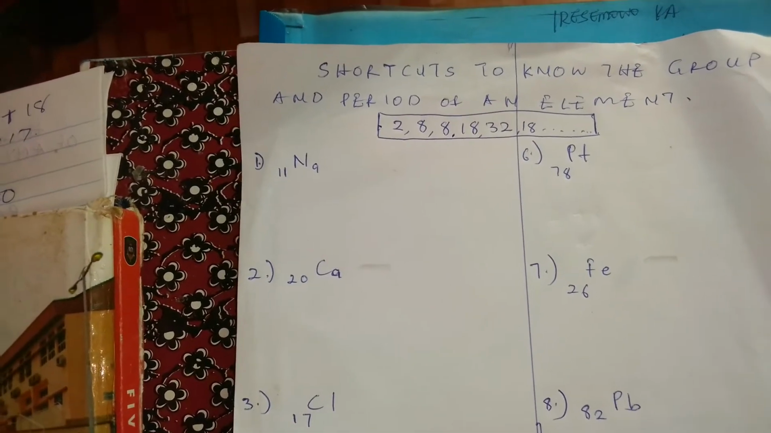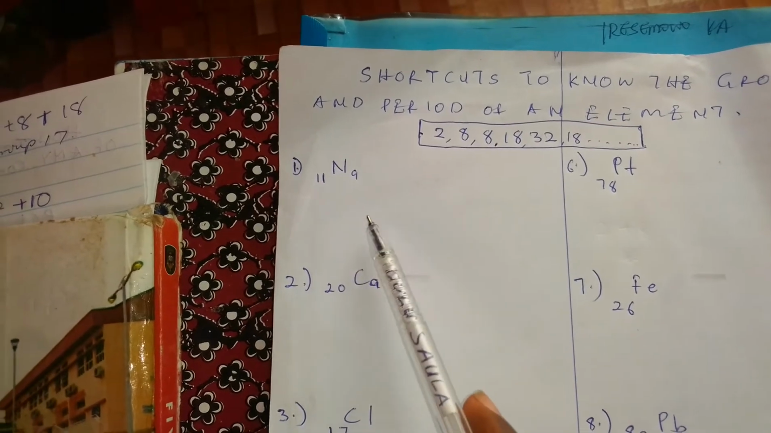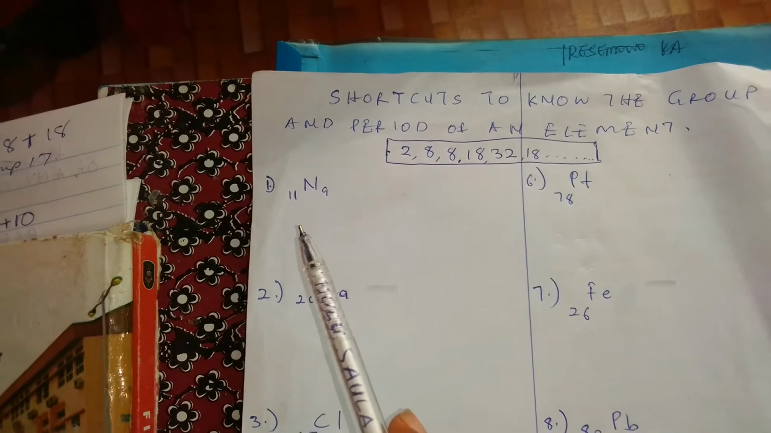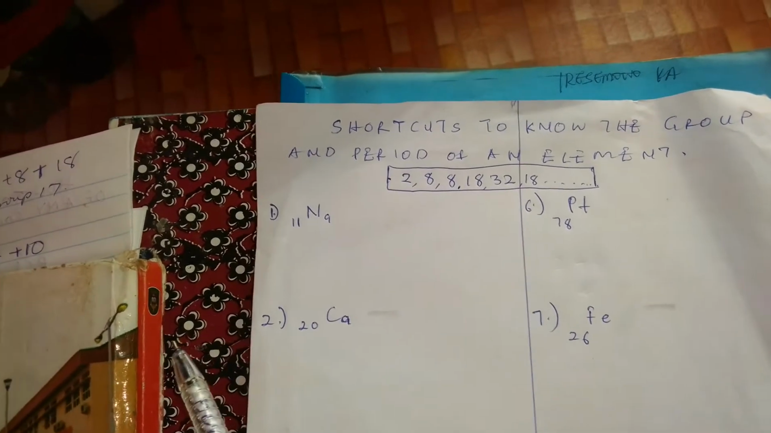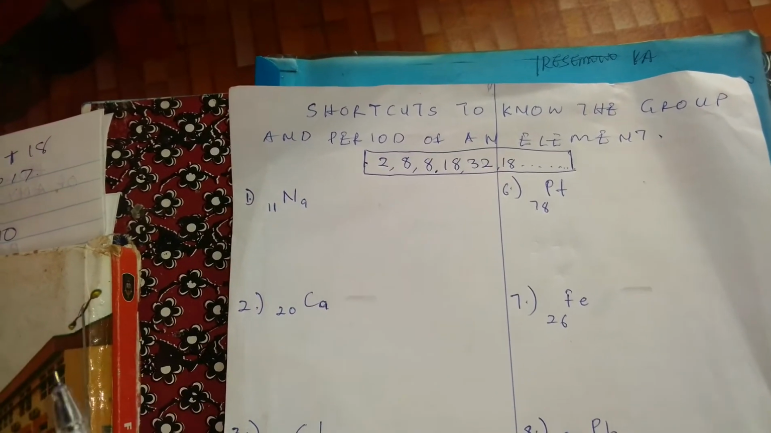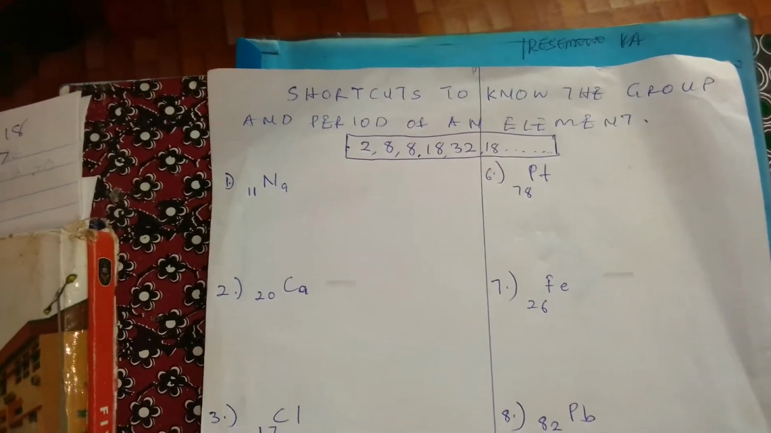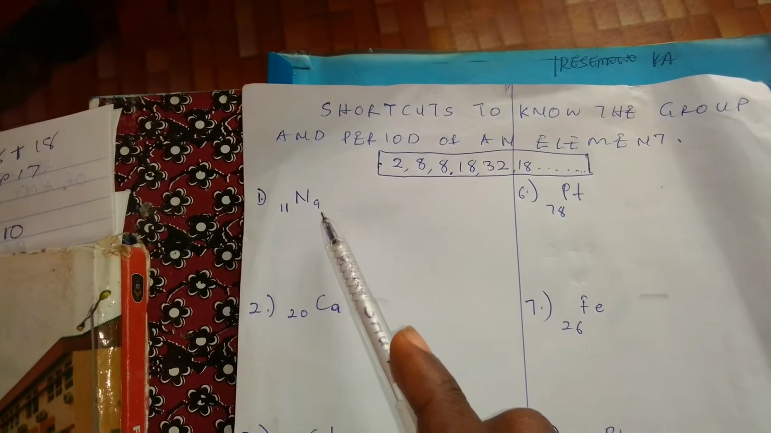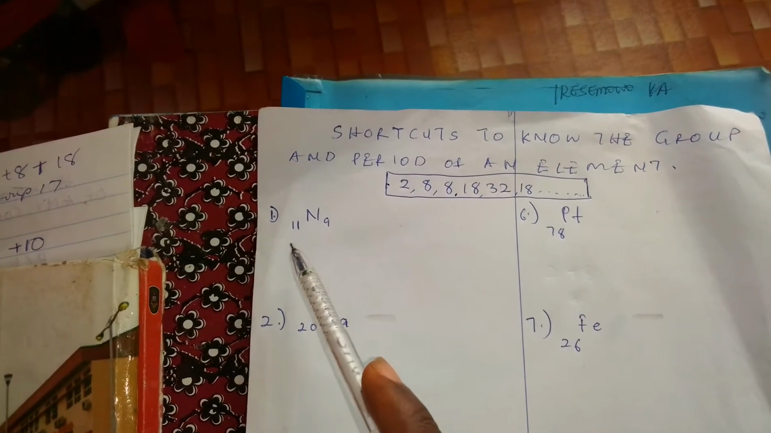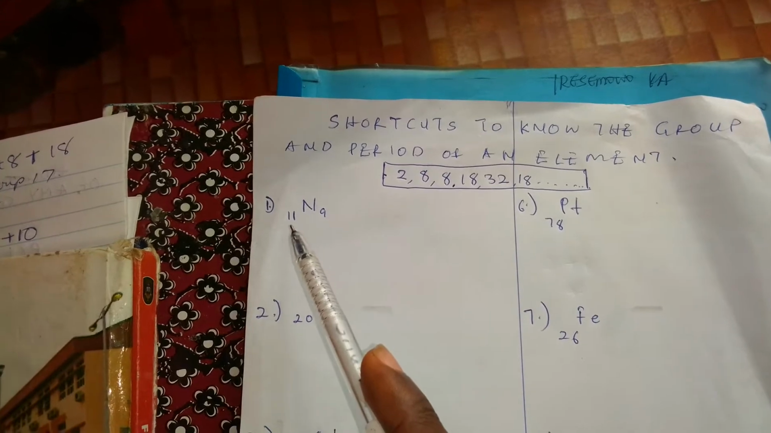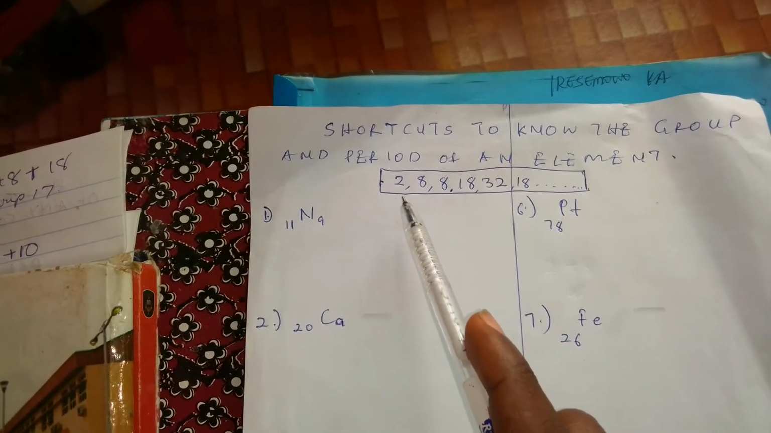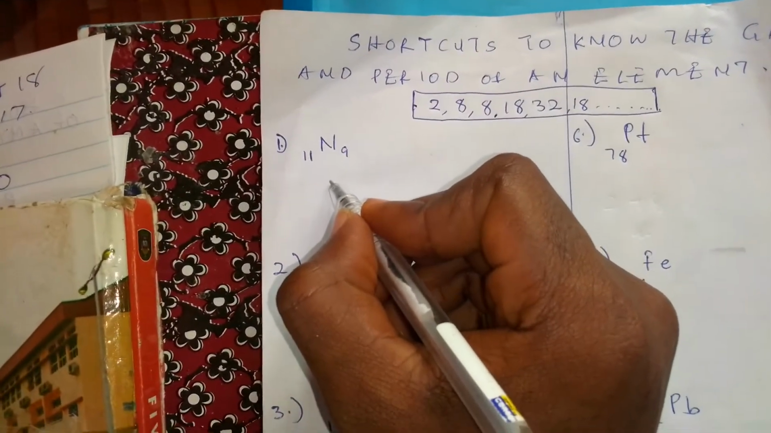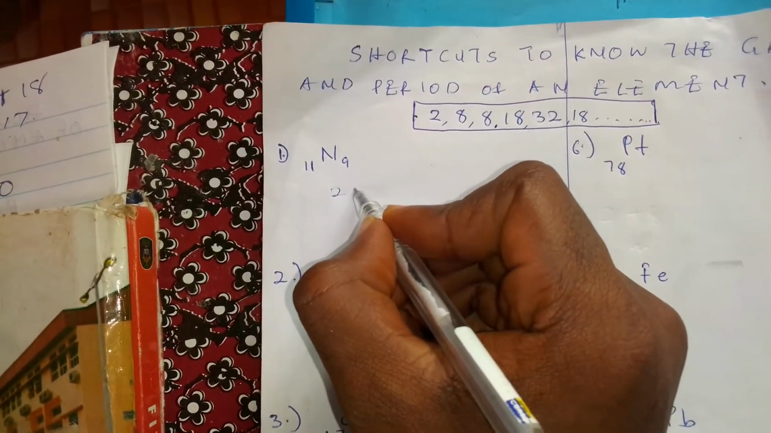So let's start already. Looking at this sodium here, for you to be able to use this shortcut, you must be able to know or identify the atomic number of that element. Once you know that, you can use this shortcut. If you check this sodium here, it is 11. And looking at our rule here, our rule says you can start with 2. So we will start with 2.